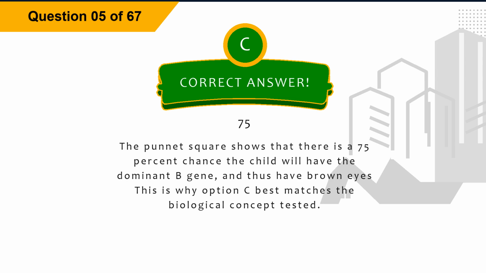75. Explanation. The Punnett square shows that there is a 75% chance the child will have the dominant B gene, and thus have brown eyes. This is why option C best matches the biological concept tested.